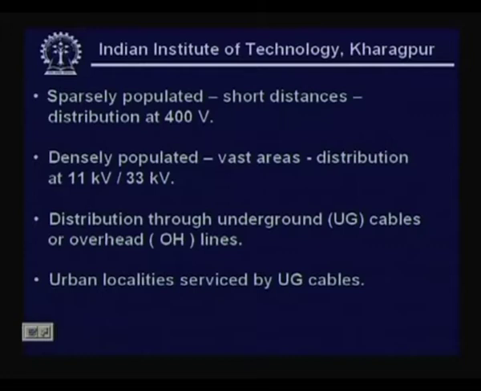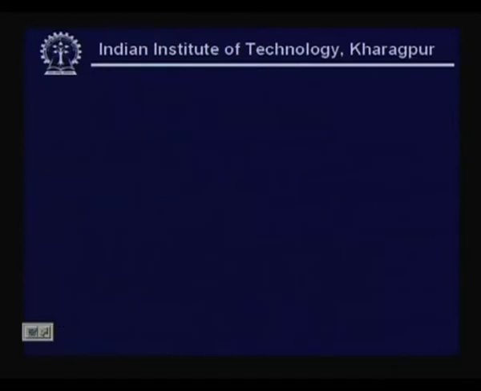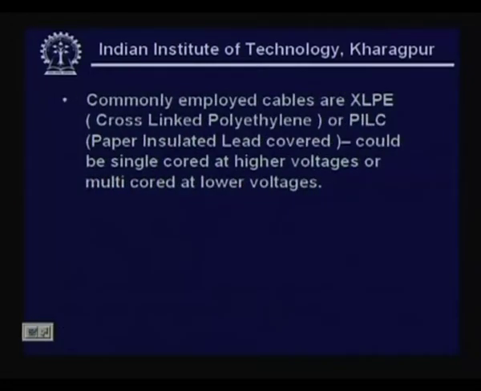Going by this, you will find that urban localities are invariably serviced by UG cables, whereas rural settings where a lot of space is available are serviced by overhead lines. This is to be borne in mind. Commonly, a cable has a conductor and an insulation, and commonly employed cables are XLPE or cross-linked polyethylene cables, and PILC or paper insulated lead covered cables. These could be single core at higher voltages or multi-core at lower voltages.